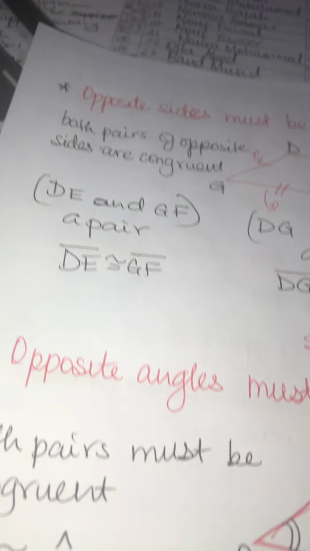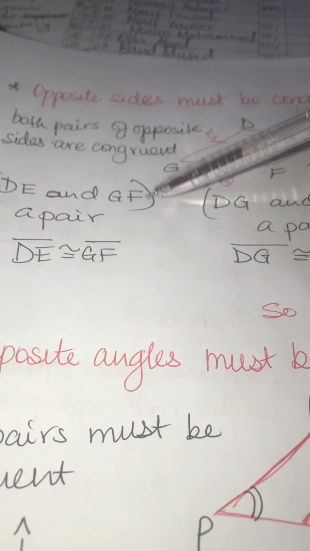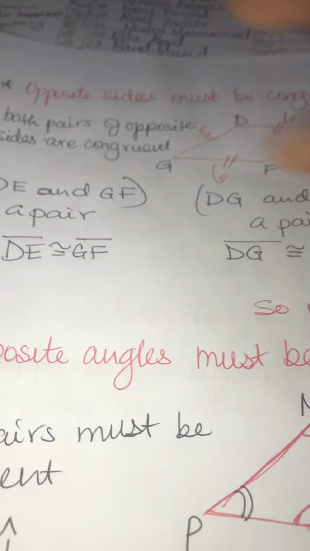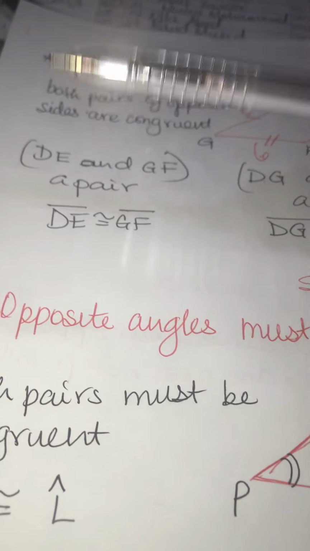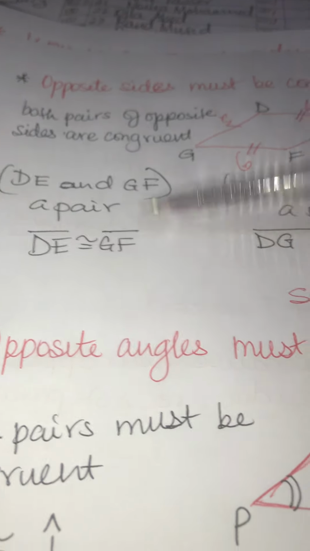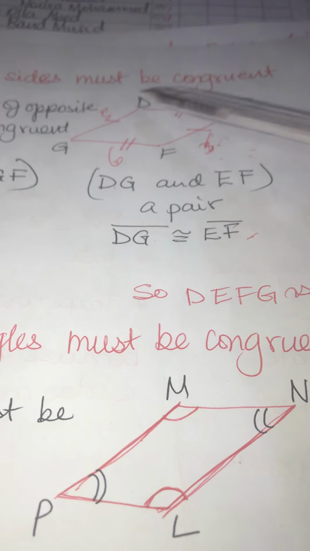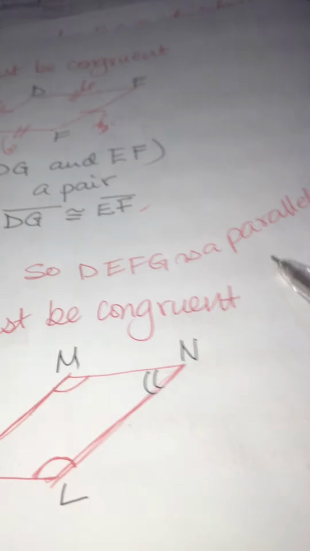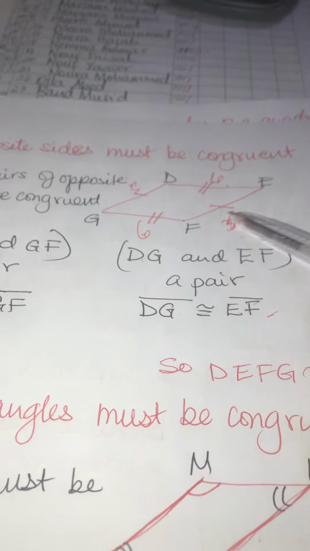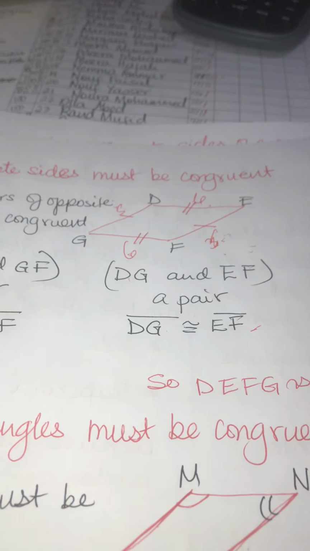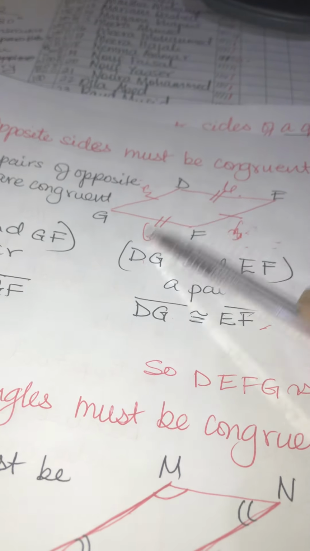So you should have 2 pairs of the same number. DE and GF is one pair. DG and EF is another pair. Because this pair is congruent and this pair is congruent, this quadrilateral DEFG is a parallelogram, because its opposite sides are congruent. Okay?